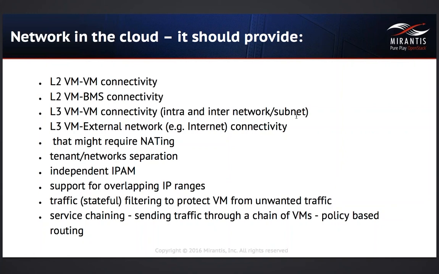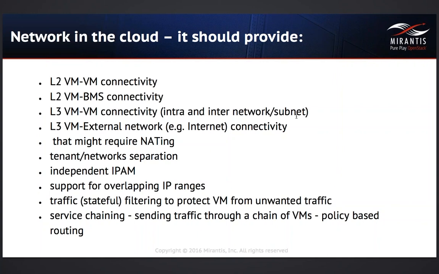Then we need layer 3 VM to VM connectivity, either intra or inter-network subnet. So when a VM wants to talk to a VM running on the same subnet, or on a different subnet. We need both use cases. Then we need our VM to communicate to external networks, for example, the internet. If our VM wants to expose some service to computers on the internet, which is a typical use case, it also might require NAT, because typically the IPv4 addresses you use inside your cloud will be private and not routable on the internet, so we need translation from private to public. So we also need NAT.